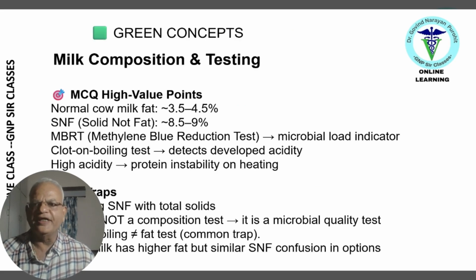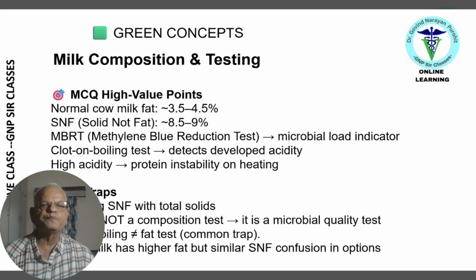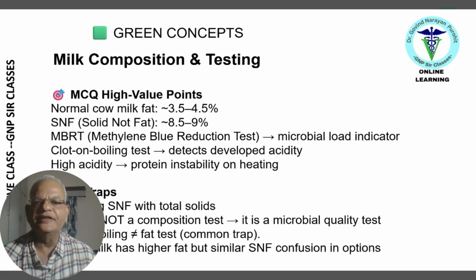So for the green concepts, milk composition and testing: the normal cow milk fat is 3.5 to 4.5%, SNF 8.5 to 9%. Methylene blue reduction test is a microbial load indicator. Clot on boiling test detects high acidity and protein instability.